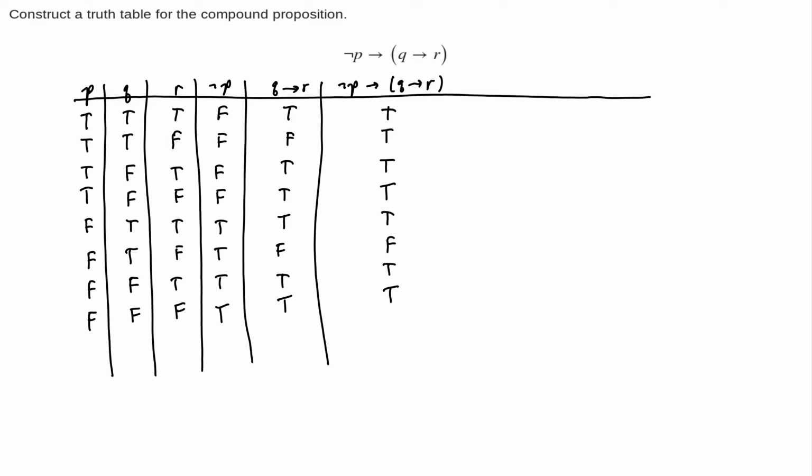Okay? So that's the truth table for not P implies parentheses Q implies R.